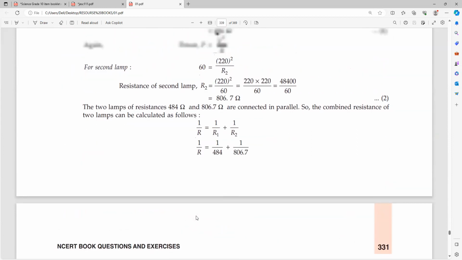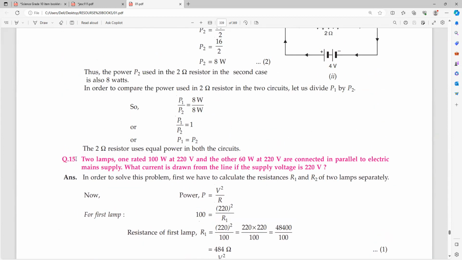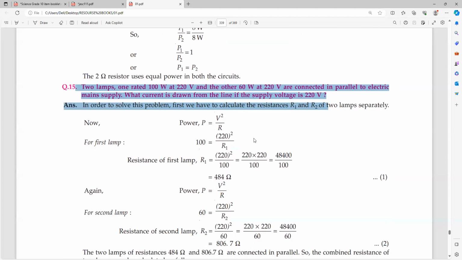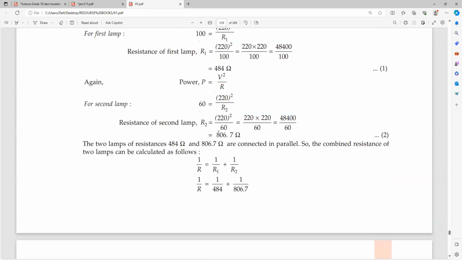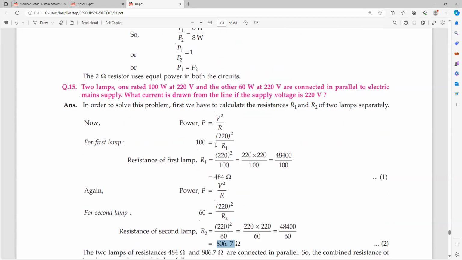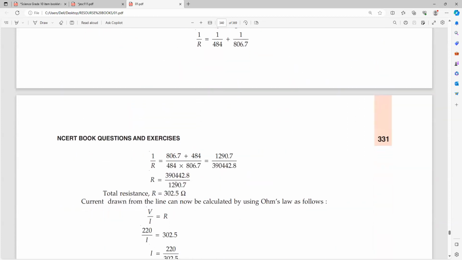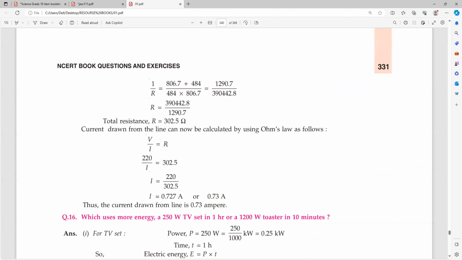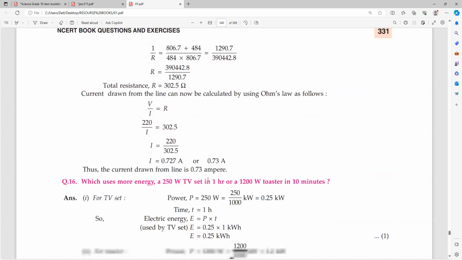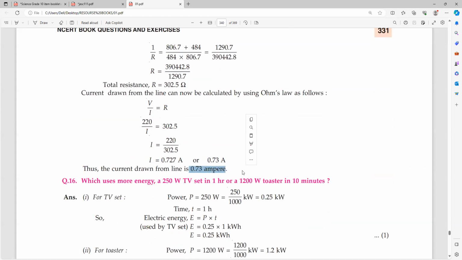So you can see here how big they make the same question. Question number 15. Two lamps, one rated 100 watt, 220 volts, the other 160 watt, 220 volts, are connected in parallel. What is the current drawn from the line of supplied voltage? You see how big it is. They get R1 and R2 values individually, then find the equivalent resistance, then use the Ohm's law formula, and finally get 0.73 ampere.